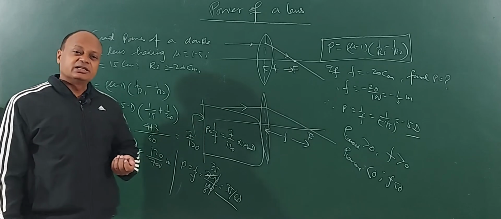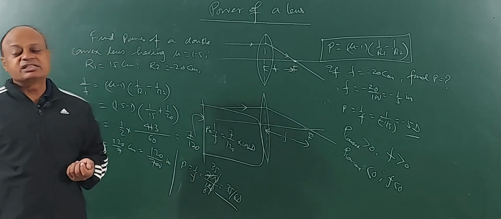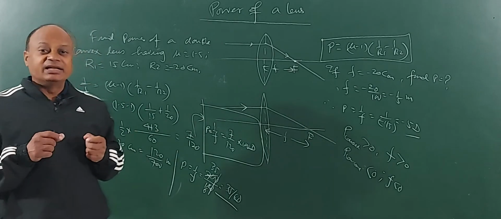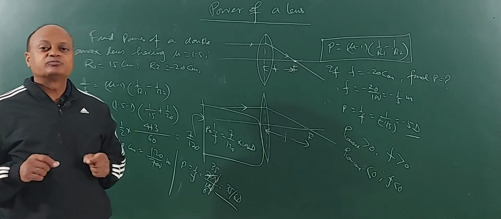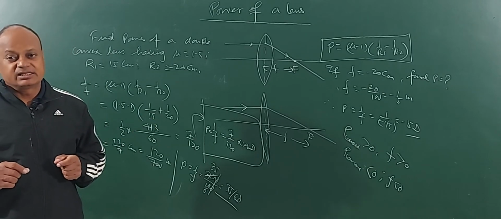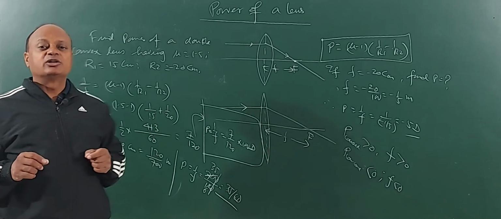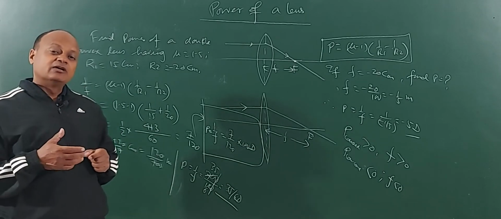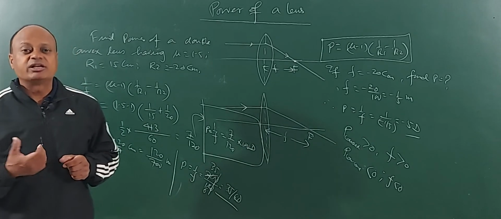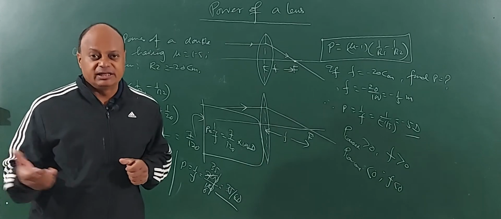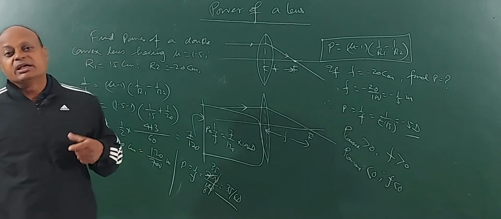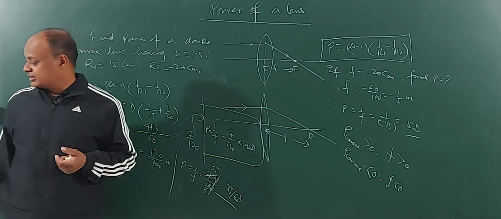Once you understand this, children, we are going to discuss the next important topic, which is the combination of thin lenses when you place them coaxially. We place them in contact coaxially, and then we will work on how we calculate the power of a combination of thin lenses. Okay, so let us begin the next topic, that is combination of thin lenses.